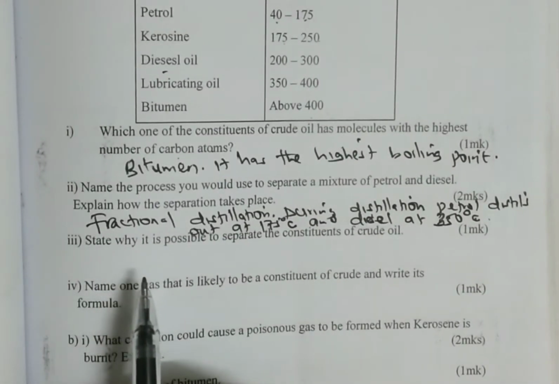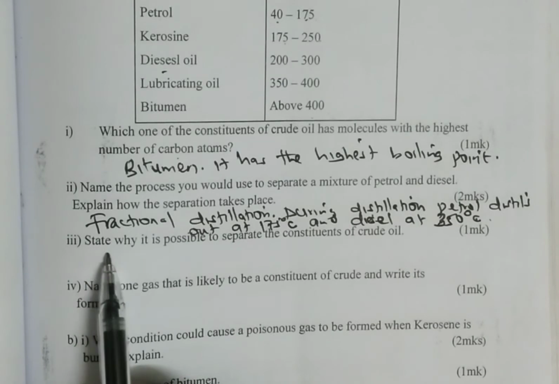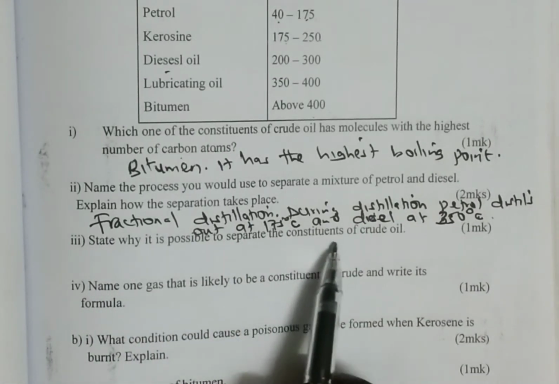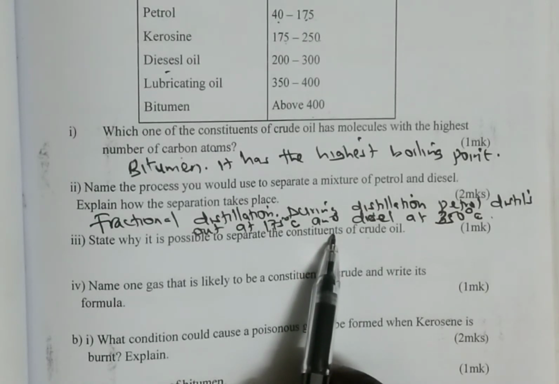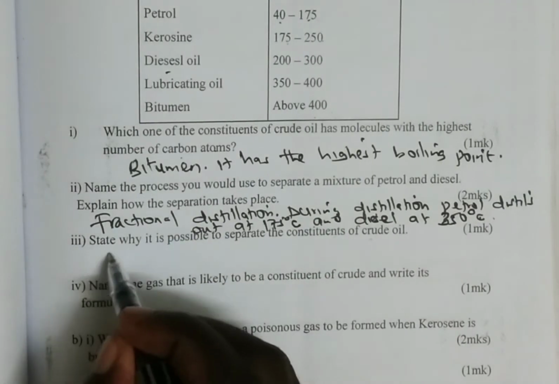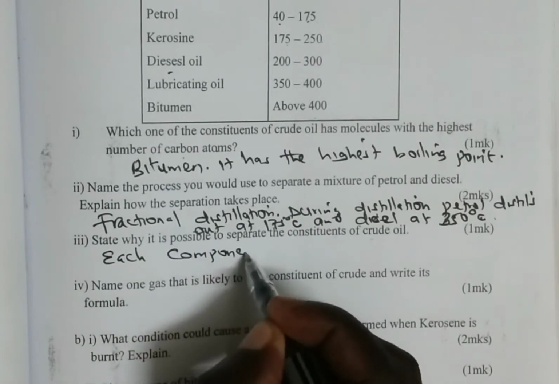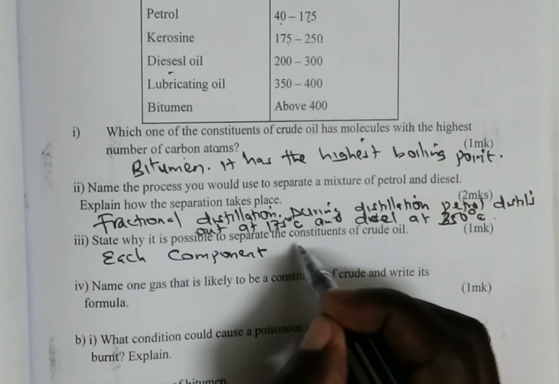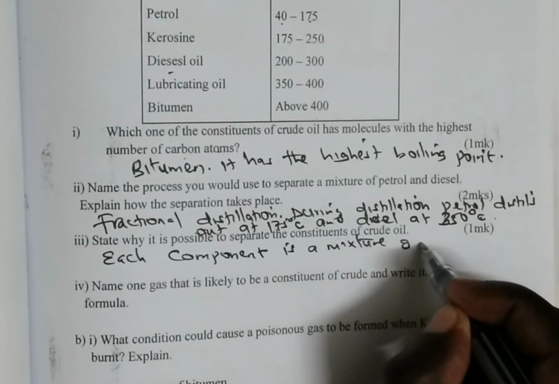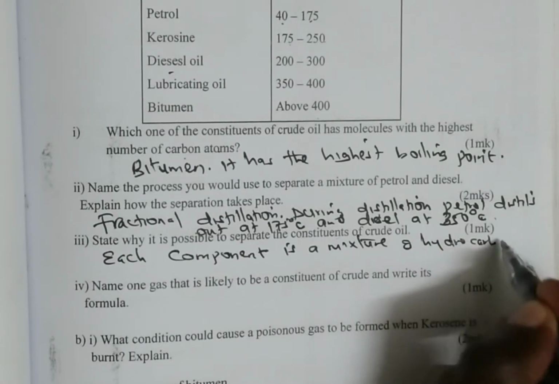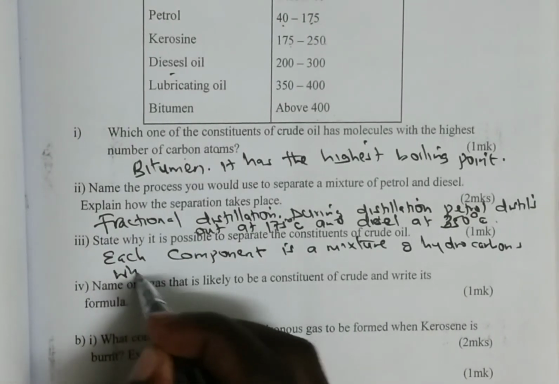Roman 3. State why it is possible to separate the constituents of crude oil. Remember, the fractions have different boiling points, and therefore we can say each component is a mixture of hydrocarbons, which have different boiling points.